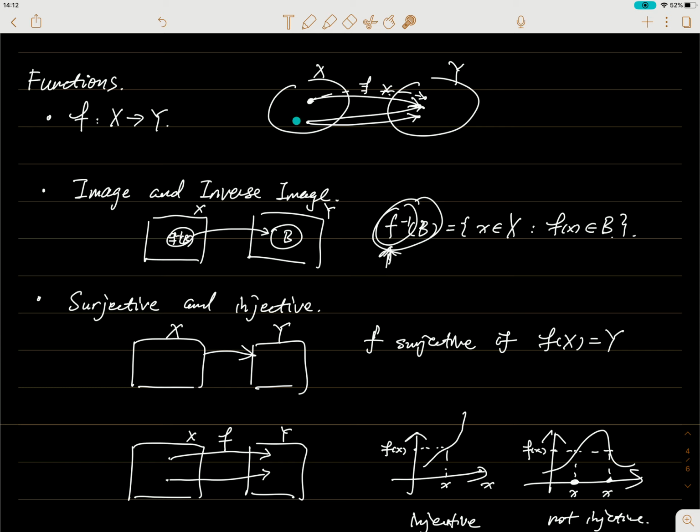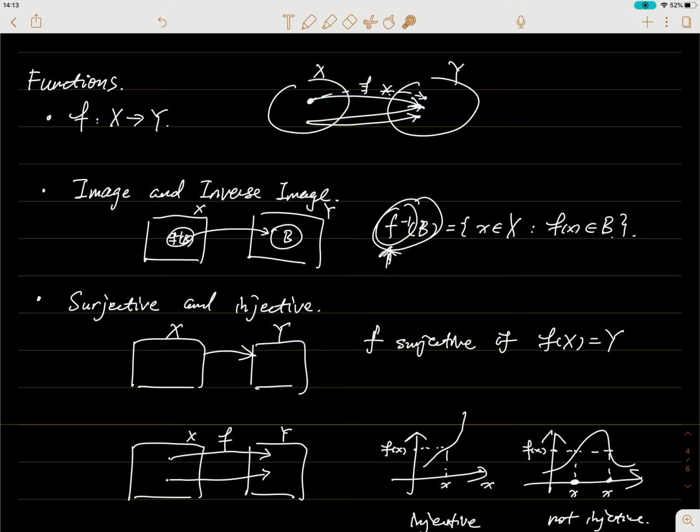So for every point in X, it will be mapped to some point in Y. Say you have another point here, and it can be mapped to some different point in Y, but it can also be mapped into the same point in Y. But the only thing I cannot do is this: a point in X can only be mapped to one point in Y, it cannot be mapped to another one. So for every point in X, there exists a unique point in Y that it is mapped to. Okay, so that's the function f.